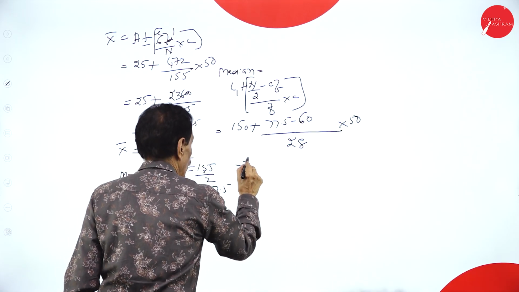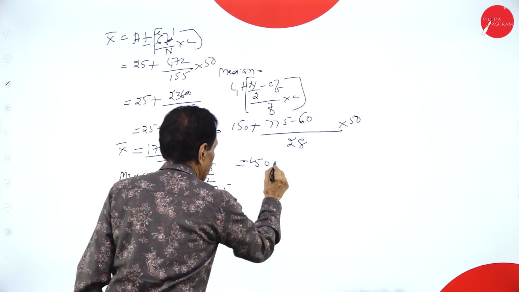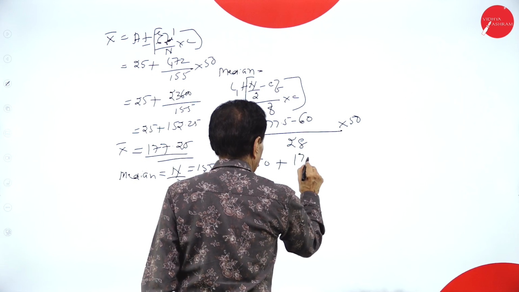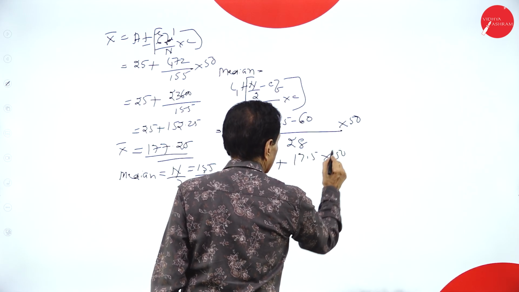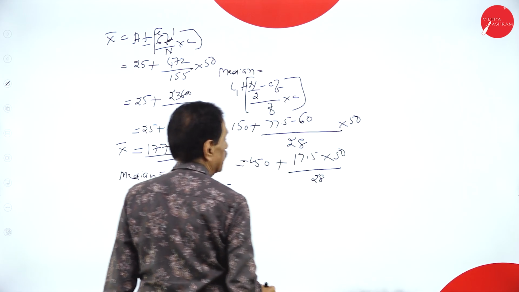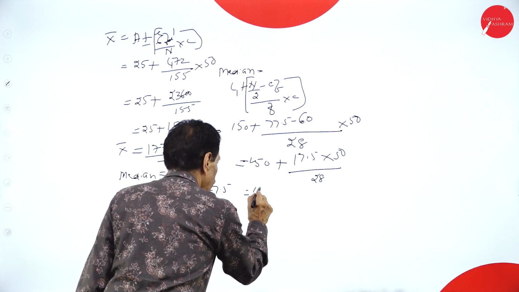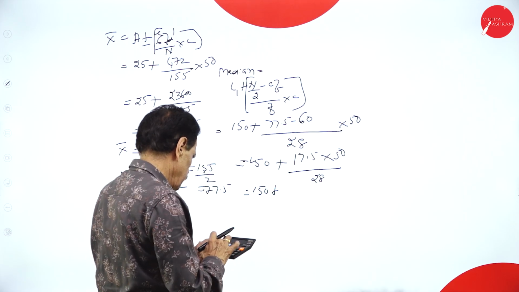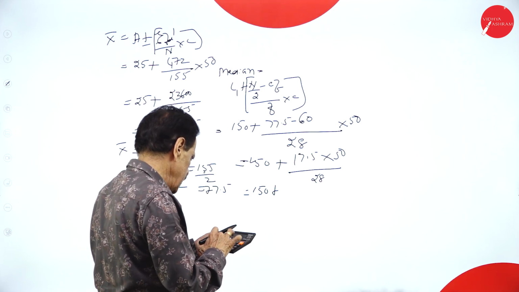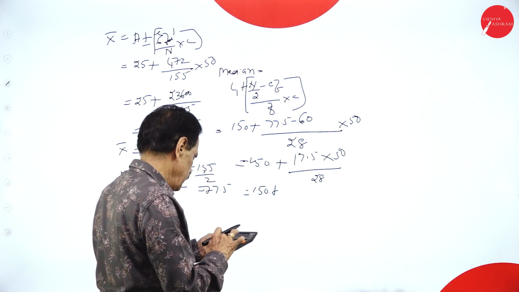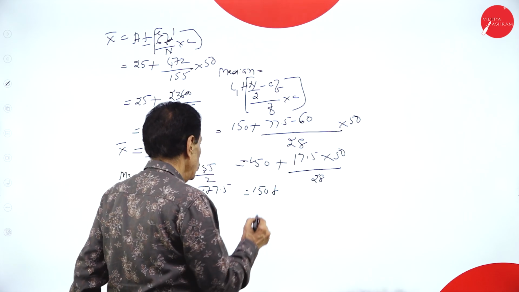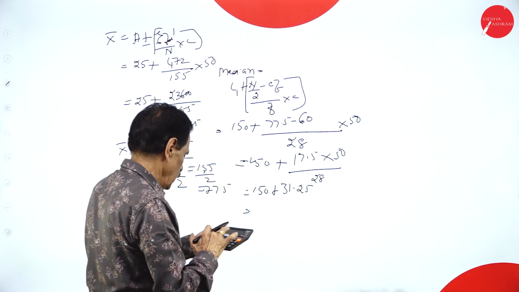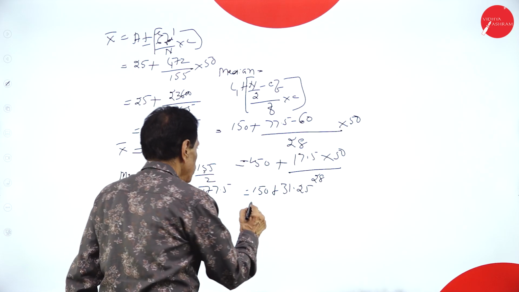This is 150 plus 77.5 minus 60 is 17.5 into 50 divided by 28 is equal to 150 plus, simplify this, 17.5 into 50, 875 divided by 28, 31.25 plus 150, 181.25.